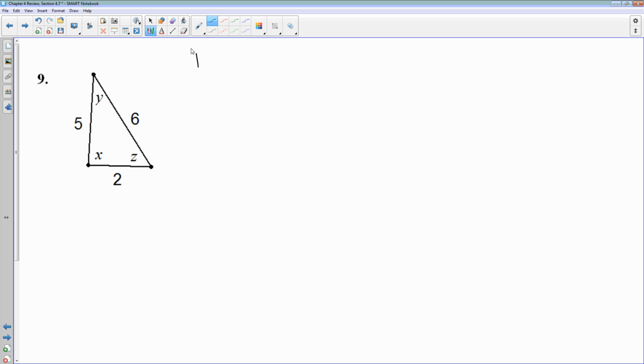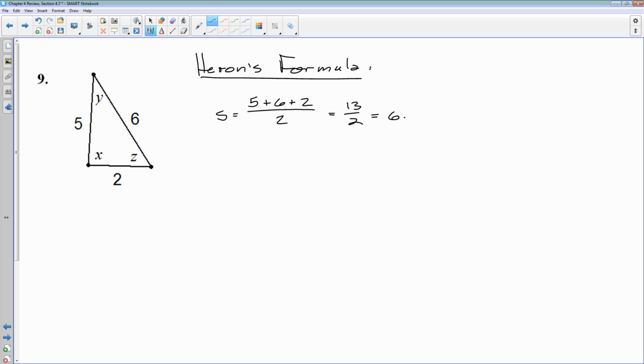If you have side-side-side, that's when you use something lovingly and affectionately known as Heron's formula. I hope I'm spelling that right. Wouldn't want the Math League of America to come down and smite me. And Heron's formula is the formula where you first must find this pesky thing called the semi-perimeter. So I'll say the semi-perimeter is 5 plus 6 plus 2 all over 2. You simply find the perimeter and divide it by 2. 5 plus 6 is 11, plus 2 is 13, divided by 2 is 6.5.